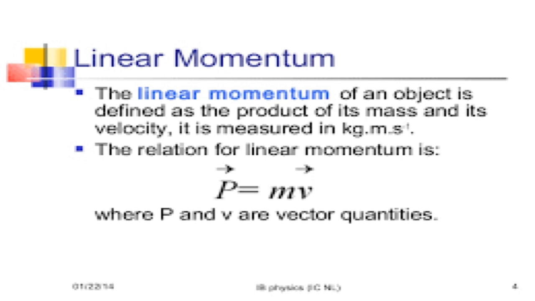Linear momentum of an object is defined as the product of its mass and its velocity. It is measured in kilograms times meters times inverse seconds. The relation for linear momentum is P equals mv, where P and v are vector quantities.